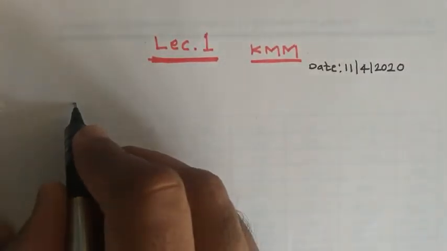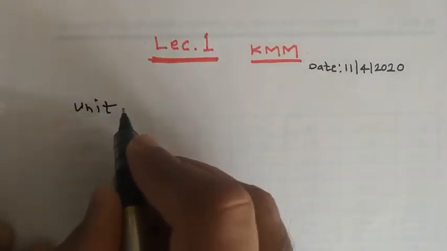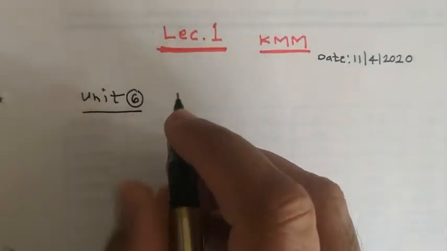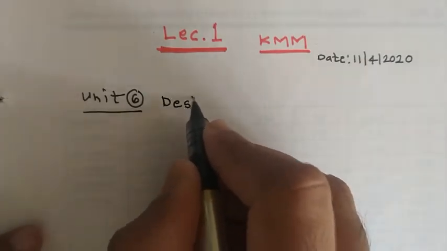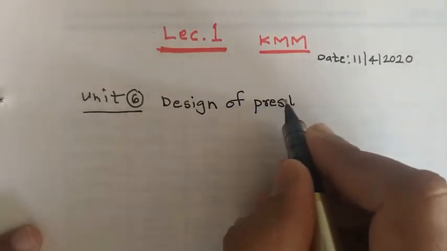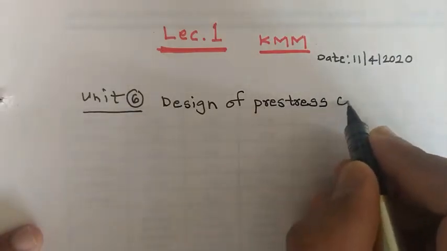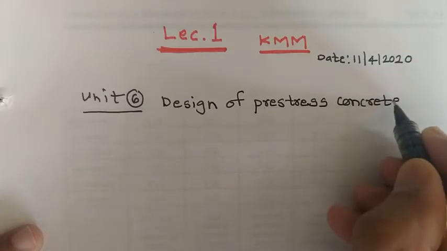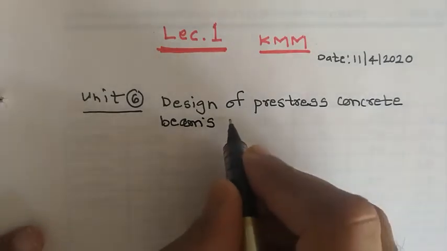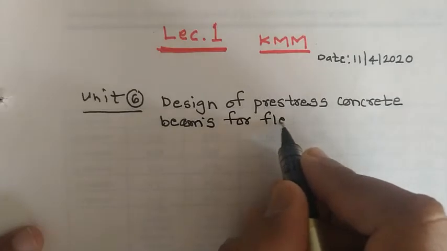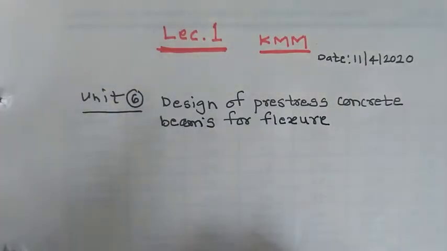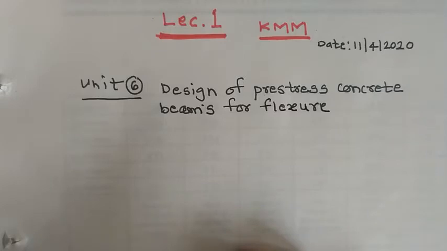Let us consider unit number 6, related to the design of prestressed concrete beams for flexure. Mainly consider the rectangular sections.